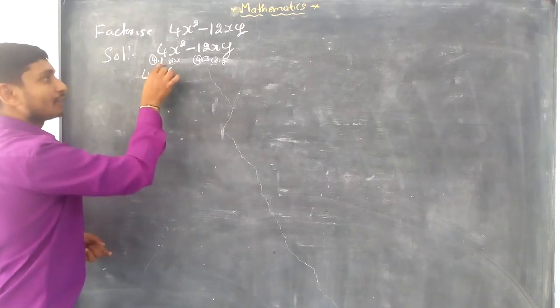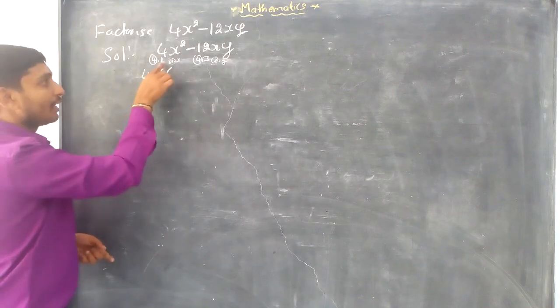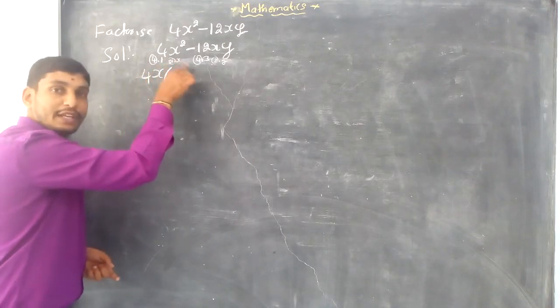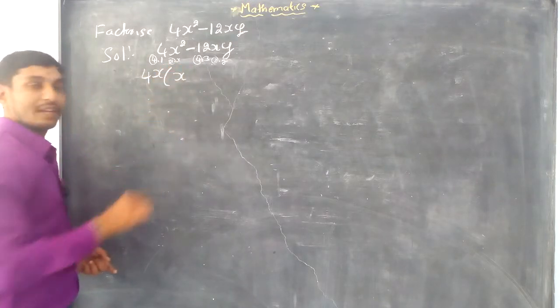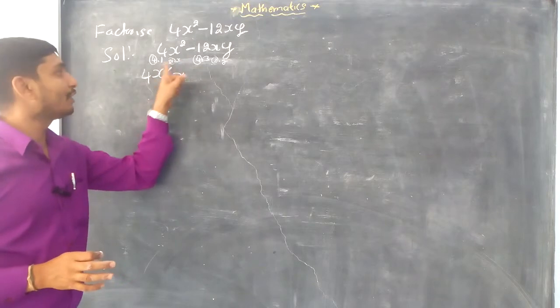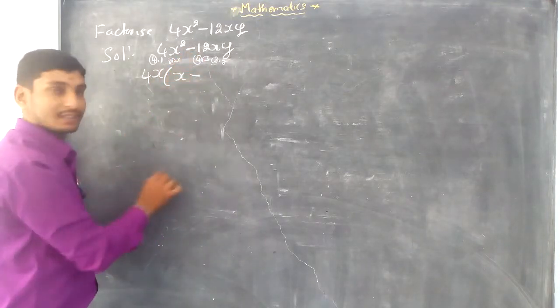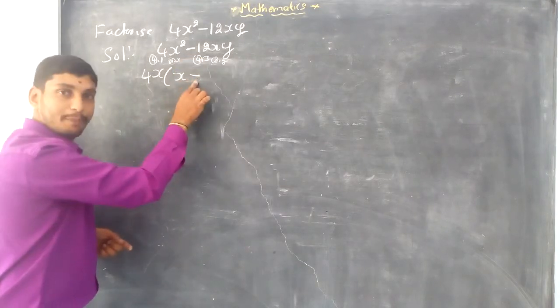That time what remains is 1 into x. See here, 4 we have already taken outside, x we have already taken outside, remaining is 1 into x. What is 1 into x? It is 1x, or you can write just x, because 1 into 4 is 4, 1 into 5 is 5. Yes, minus is there, so you have to write minus. If plus, you have to write plus.